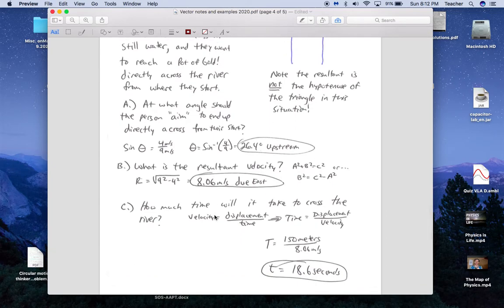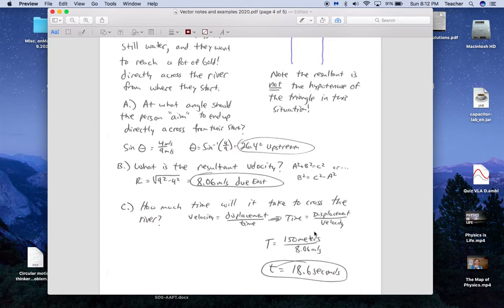The last question here would be how much time it takes to cross the river. Well, velocity, which is a vector quantity, is equal to displacement, which is a vector quantity, divided by time. So if I want to find the time, I can rearrange that. Multiply both sides of the equation by time. I get then time times velocity equals displacement. Then if I want to get time all by itself, I divide both sides of the equation by velocity. I'm left with time is equal to displacement divided by velocity. And so seconds would equal meters divided by meters per second.